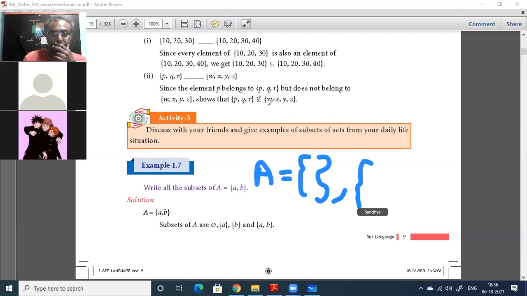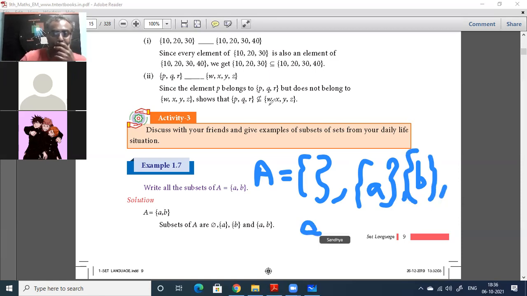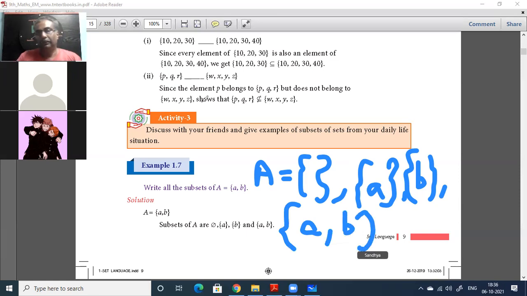Very good. Okay, but the only thing is you should not write A equal to, because it's not A equal to. These are all subsets of A. This is not A. So you should write subsets of A are, don't write equal to, are null set, A, B, and A comma B. Okay, very good.